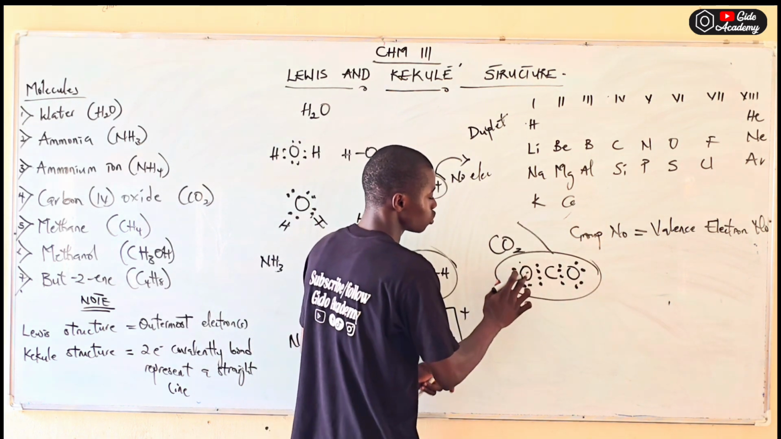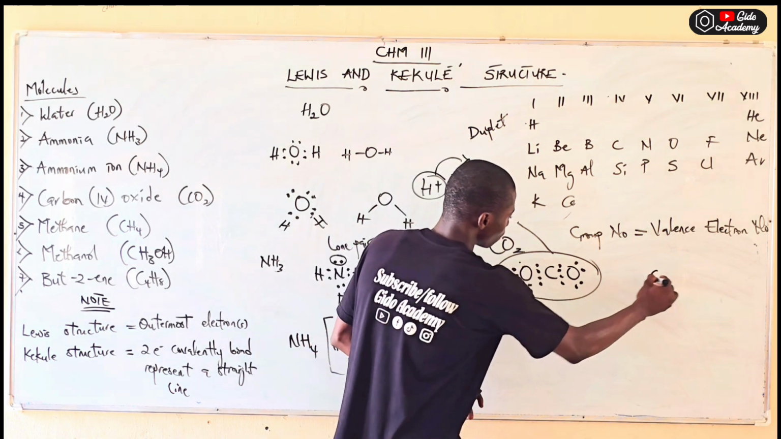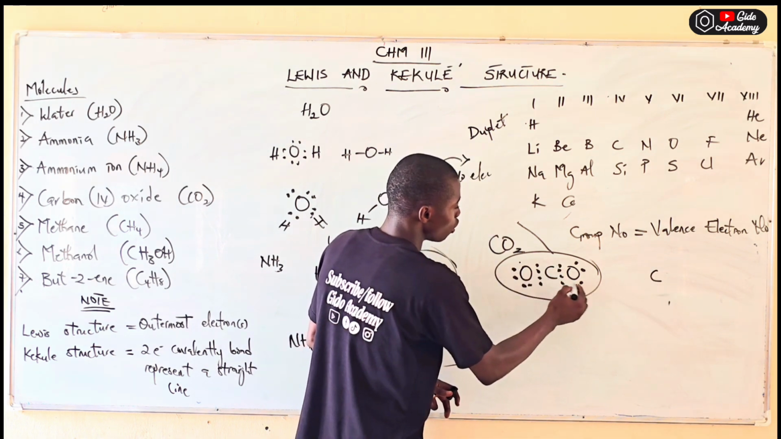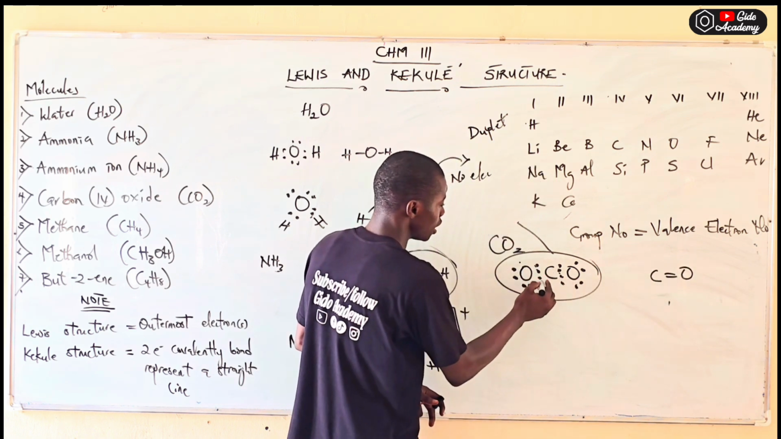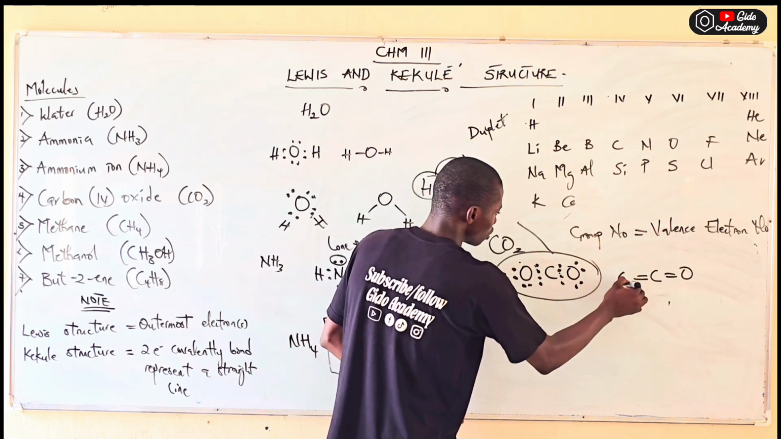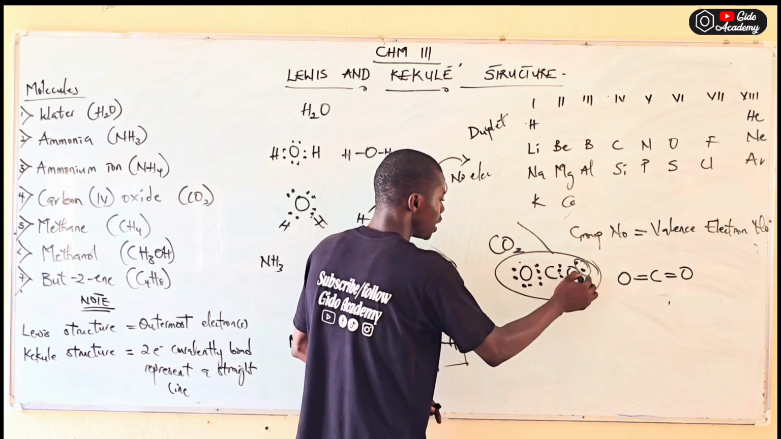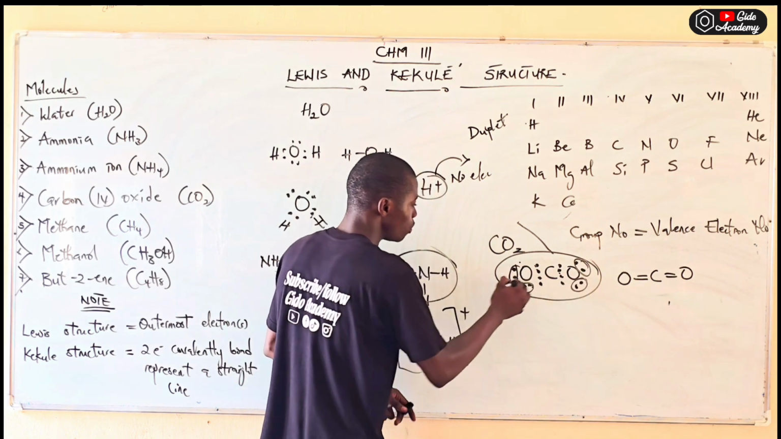So if you want to draw a Kekule structure of this, you are going to have a carbon atom: 1, 2, 3, 4. Remember, 4 electrons signify a double bond to oxygen.